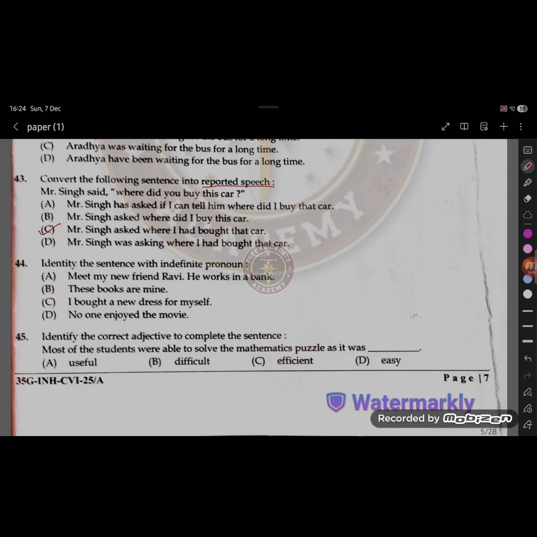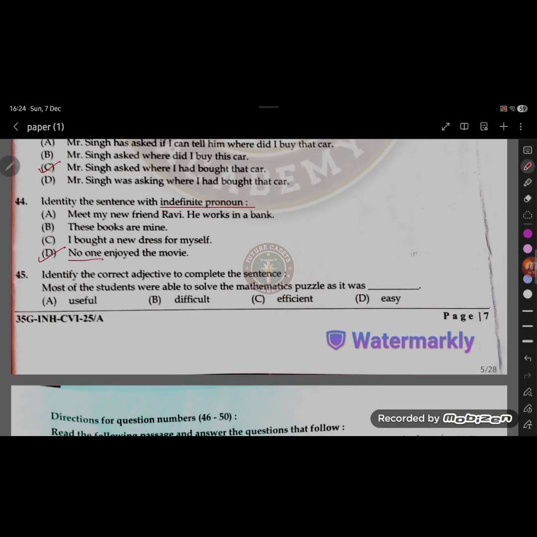Identify the sentence with an indefinite pronoun. Indefinite pronoun, we all know what indefinite pronouns are, and here it is D. No one is, since it's an indefinite pronoun. That's why it's the correct answer.